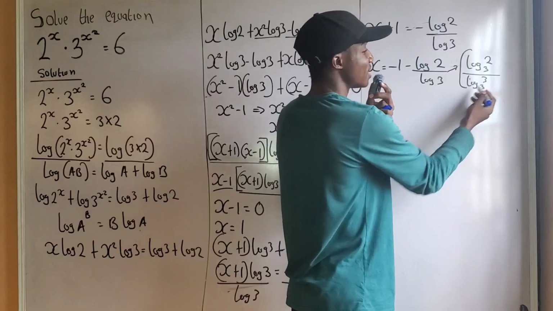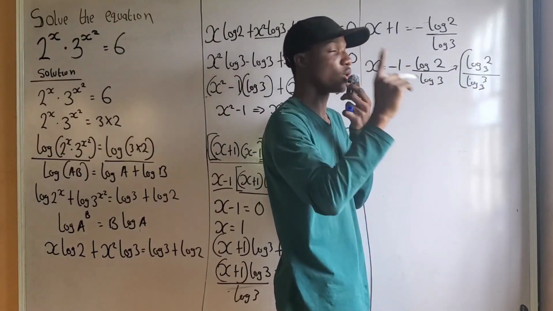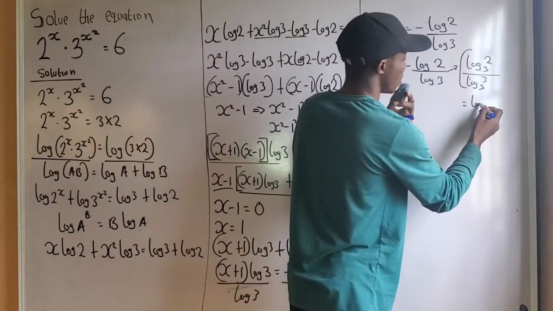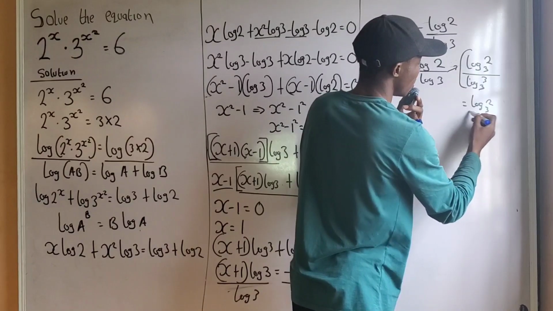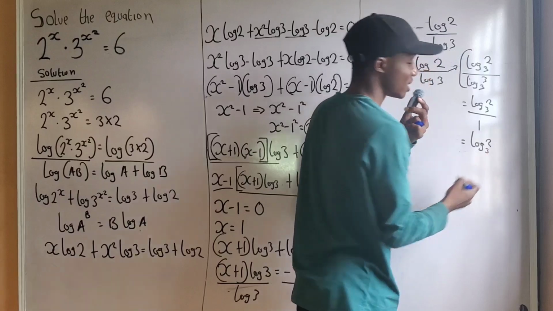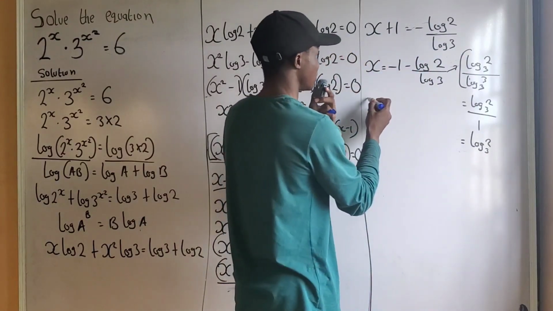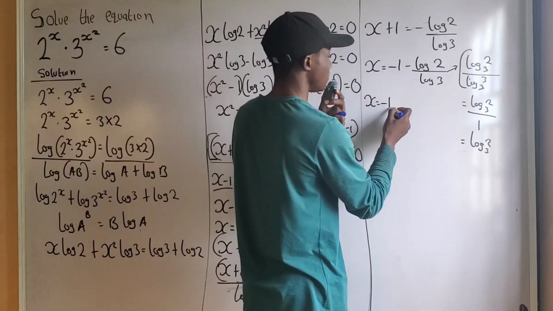So now log 3 base 3 is what? 1. So this will be written as log 2 base 3 all over 1, which will also give me log 2 base 3. Do you understand? According to change of base formula. So I'm going to rewrite the expression as this: x equals to minus 1.